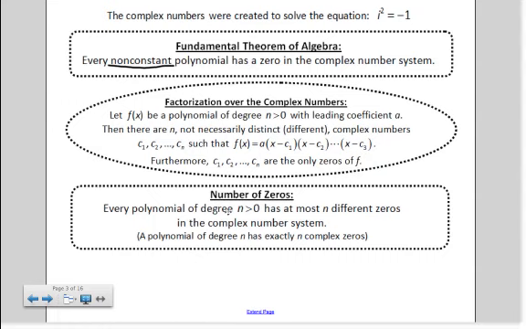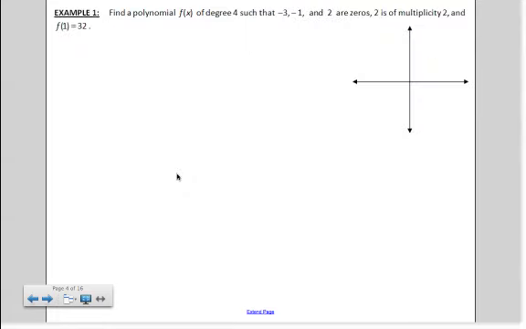And then the last major concept is that every polynomial of degree n greater than 0, again, non-constant polynomial, has at most n different zeros. In the complex system, if you recall last semester, we talked about the fact that if you had x to the 5th, there were at most 5 solutions or 5 roots. So this is building on that idea. All right, that's a lot of crazy words there that look hard, and we're going to show you how to make it easy.